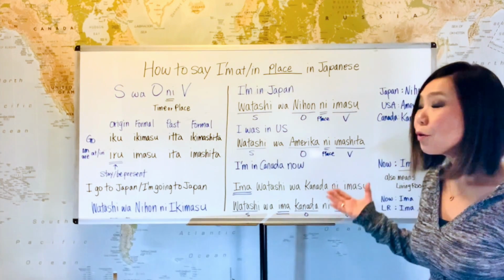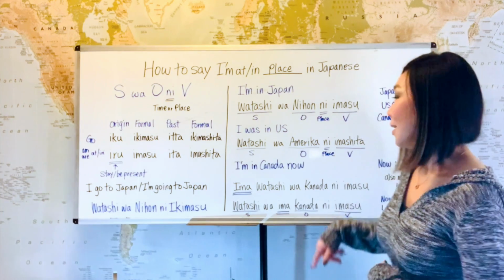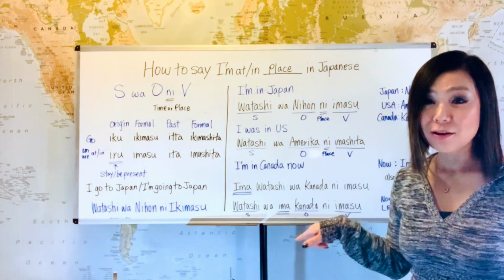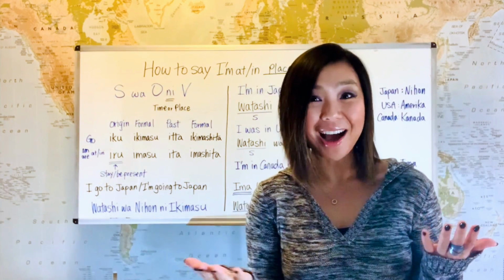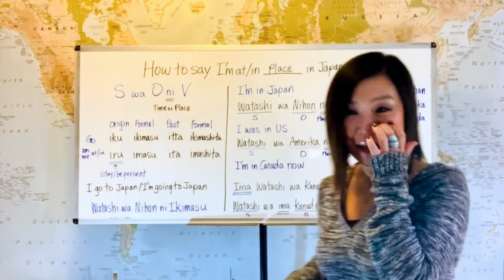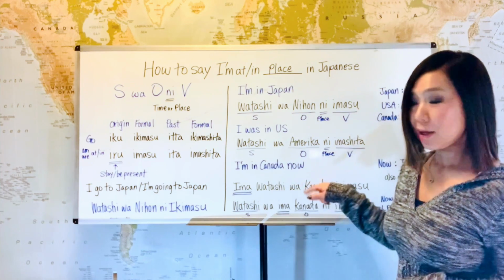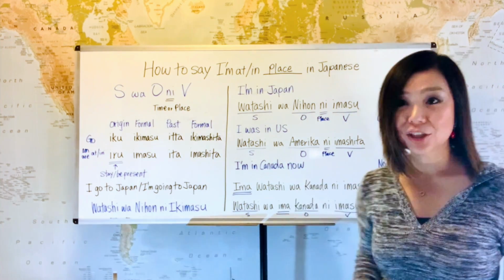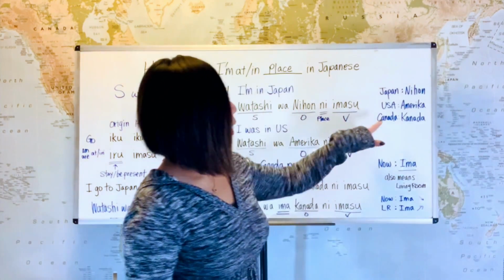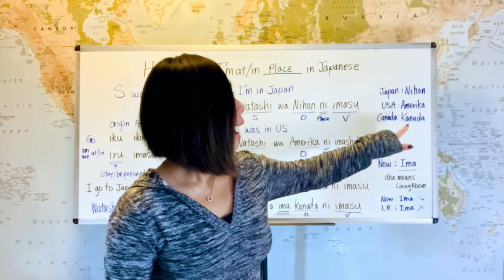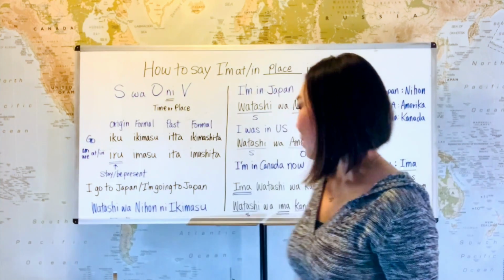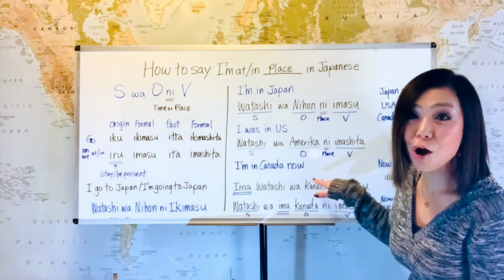So for our final part, we're going to say, I'm in Canada now. Well, that's true. That's a fact. I'm in Canada right now. So we have to learn a couple vocabularies first. Canada in Japanese is Kanada. All right? And now we have to learn how to say "now."